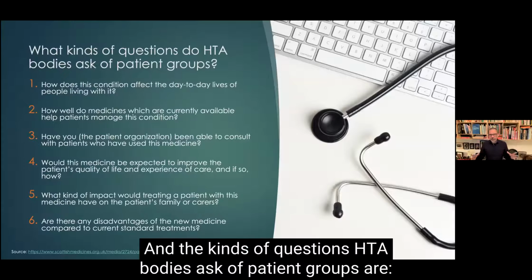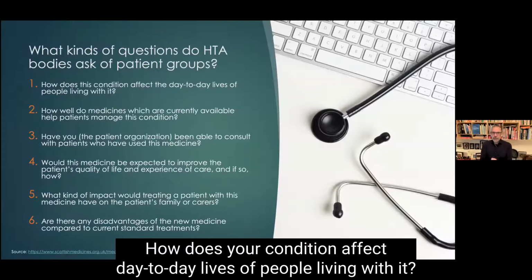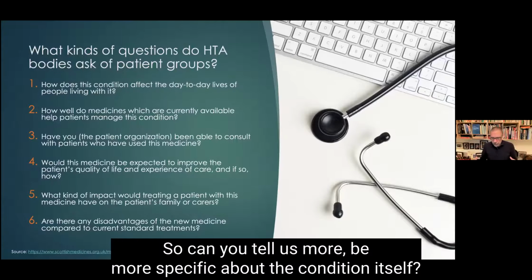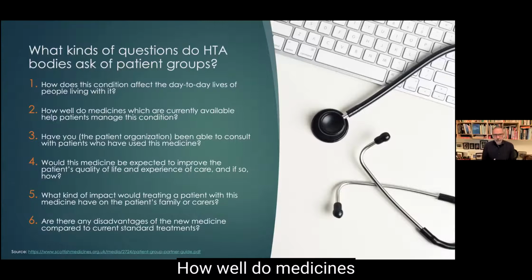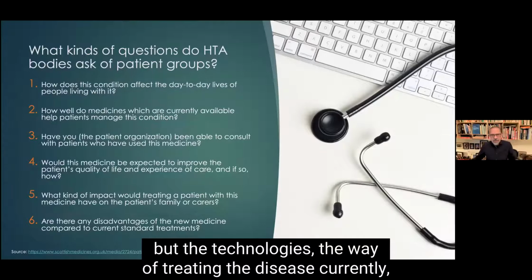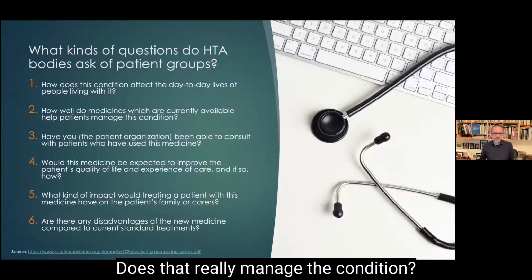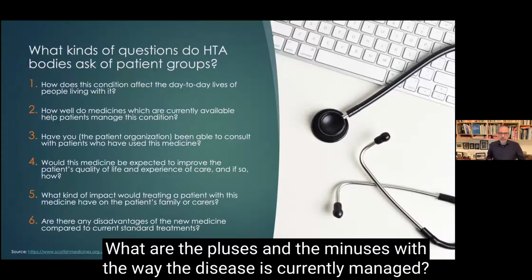And the kinds of questions HTA bodies ask of patient groups is, how does your condition affect the day-to-day lives of people living with it? So can you tell us more, be more specific about the condition itself? And how well do medicines which are currently available, so not the new medicine, but the current ways of treating the disease, work? Does that really manage the condition? What are the pluses and the minuses with the way the disease is currently managed?